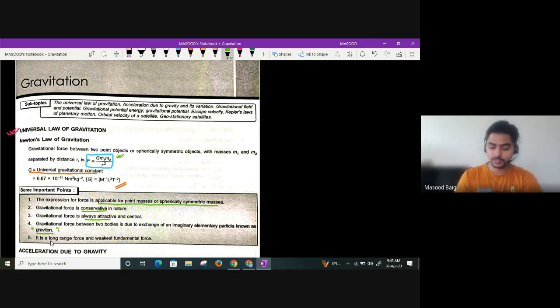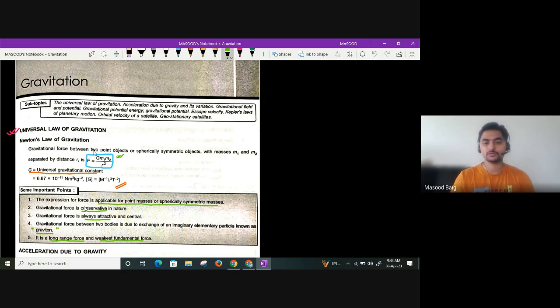They are going to have infinite range. It is a long range force, infinite range, and it is the weakest force, guys. So the expression G m1 m2 / r² is applicable only for point masses or spherical symmetrical masses. It cannot be applied to continuous masses, guys. So it is conservative in nature. They have infinite range. They are mediated by particles called gravitons.